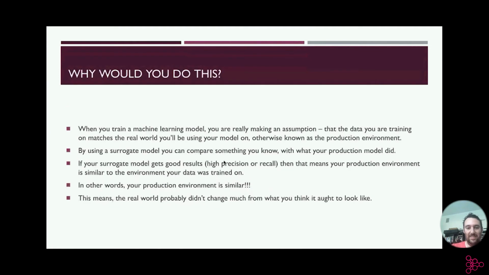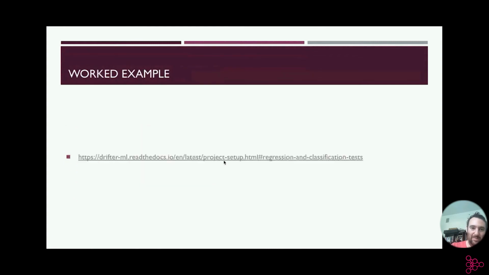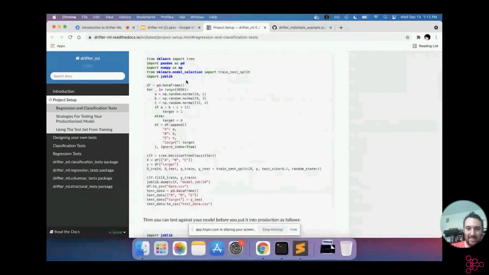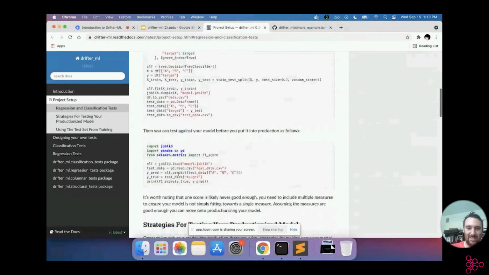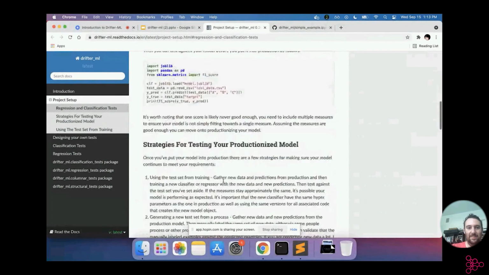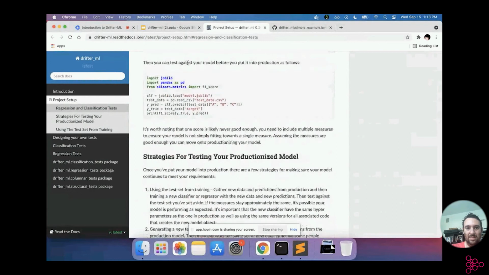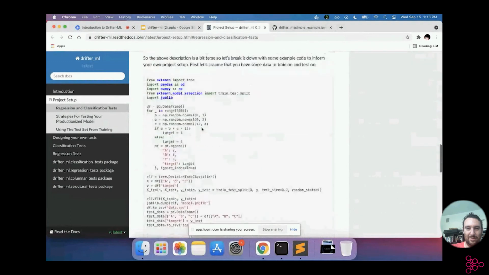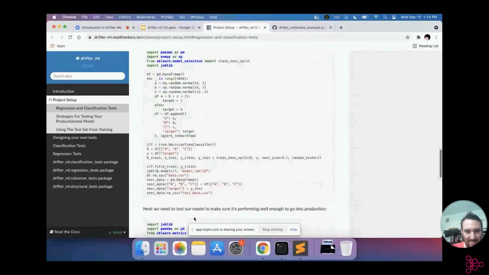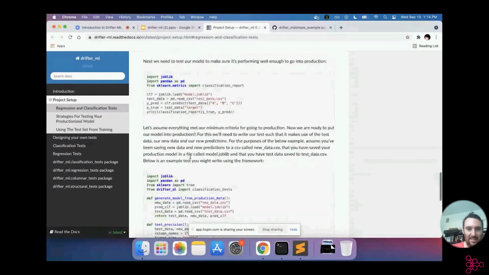I'm going to skip this slide because I think we've already covered why pretty well. All right, let's look at Drifter ML. This is the docs page. We've got some classifier, with fake data. I'm using a decision tree this time, I think. And then you test against production with this. You can just copy paste this into your pipeline.